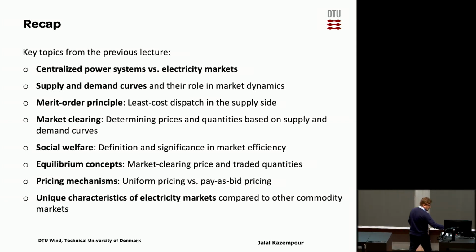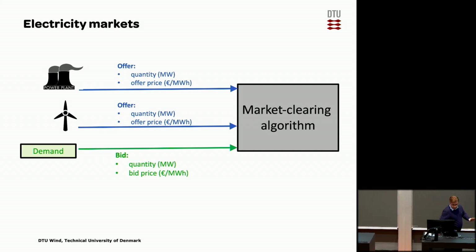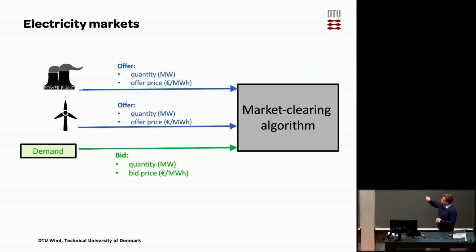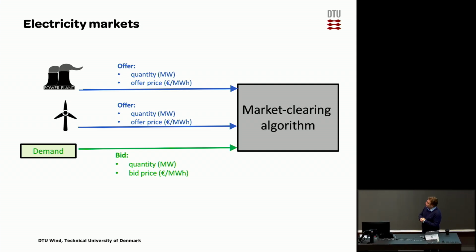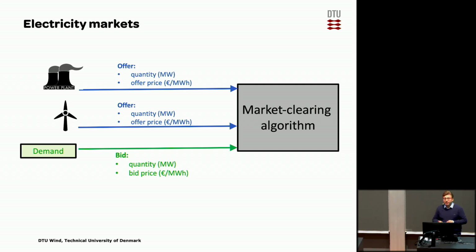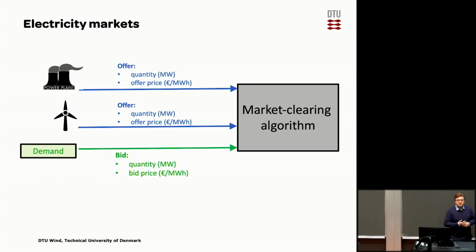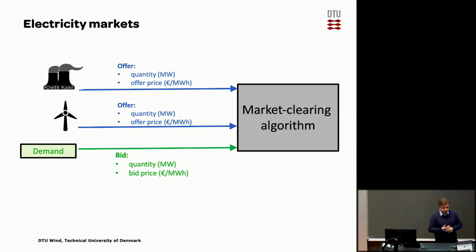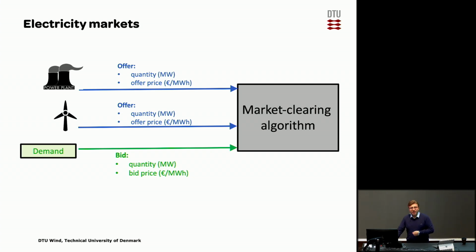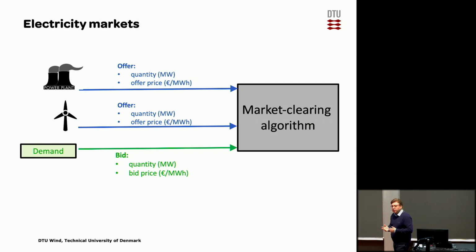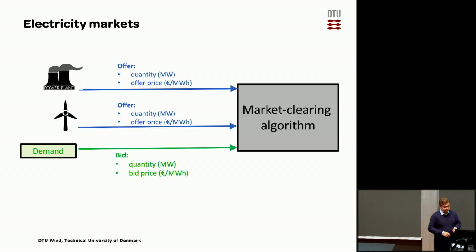So let's move on. As I said, we discussed that conventional generators and renewables submit offers. An offer means a package of quantity and offer price. Then demands submit their bids, which is a package of their bid price and quantity. So it goes to the market clearing algorithm. The market clearing finds the supply and demand curves. Remember those curves from Nord Pool. And then the intersection is the market price.